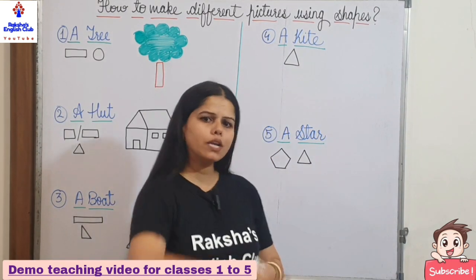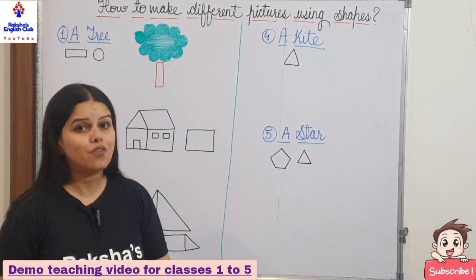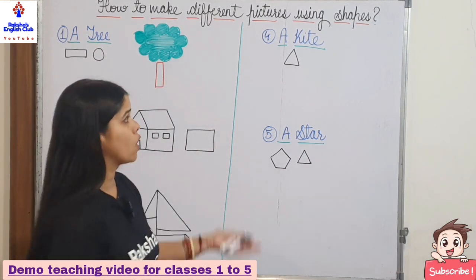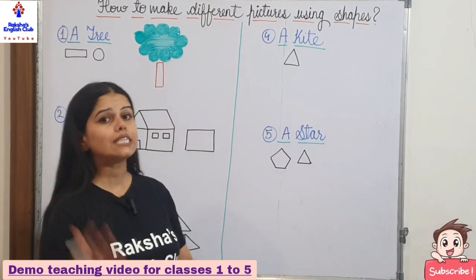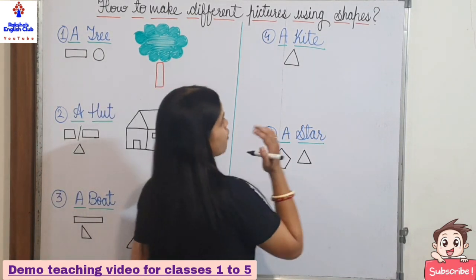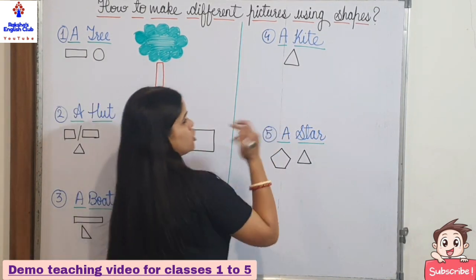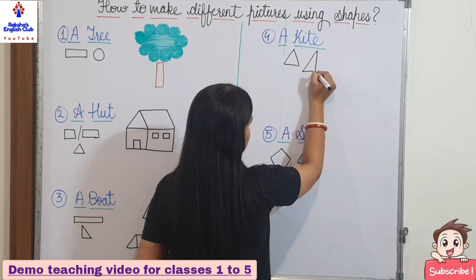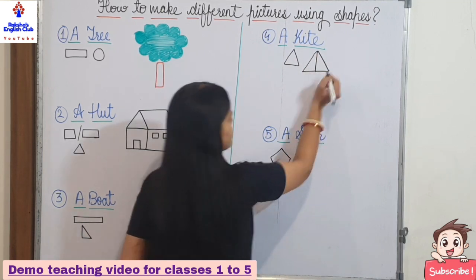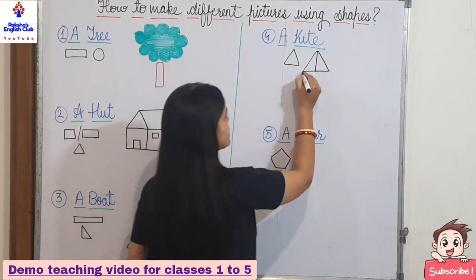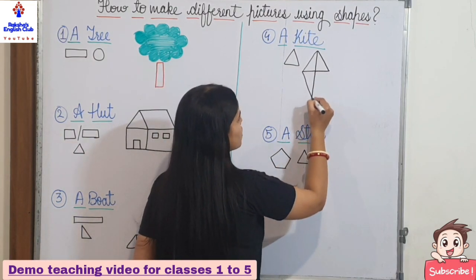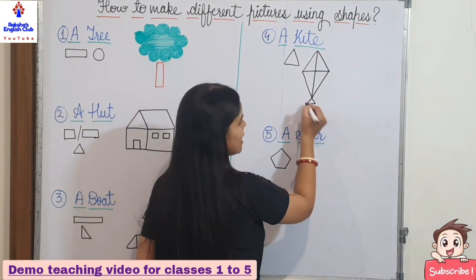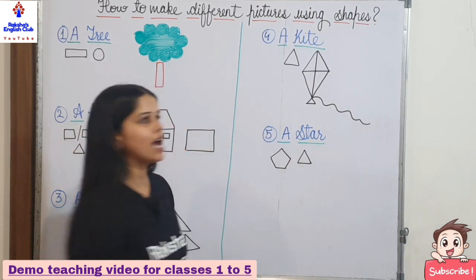Next is a kite. How many of you fly the kite? Very good. Have you made a kite on your own ever? Okay, few have made, few have not. So today we are going to make the kite in our notebook. For making a kite we need 4 triangles, 2 small, 2 big. So my one triangle is this, then my second triangle is this. These both are the small triangles, and then I am going to draw 2 big triangles. Can you see? Wow. Then one more triangle here, and then the string of the kite.